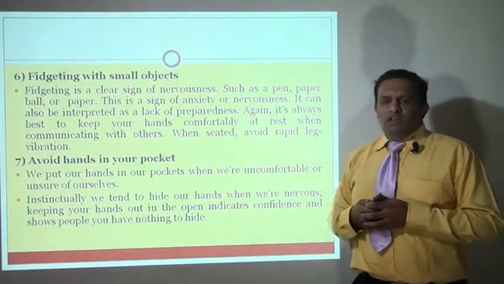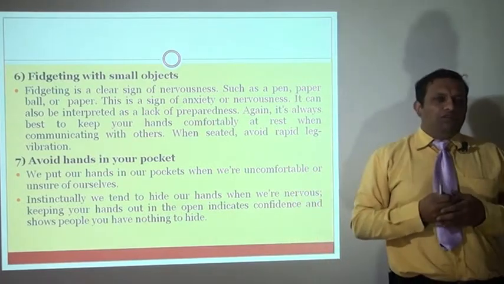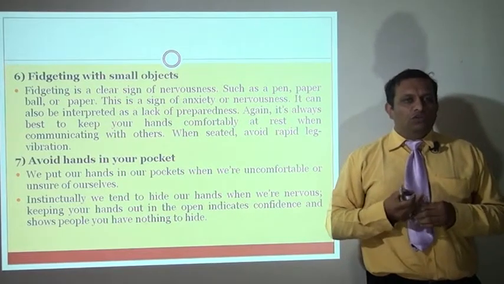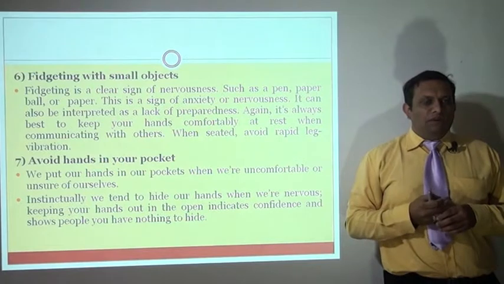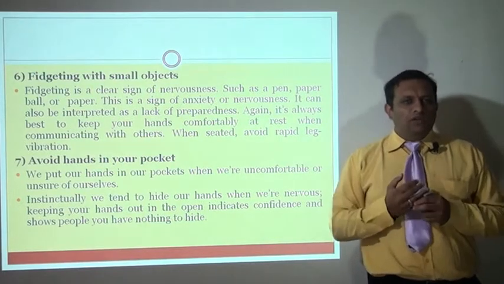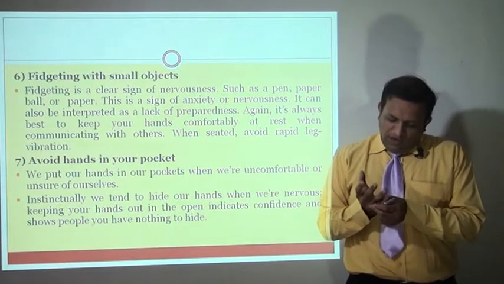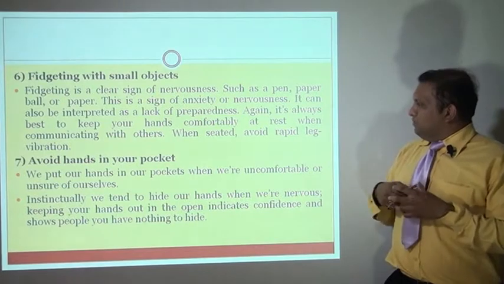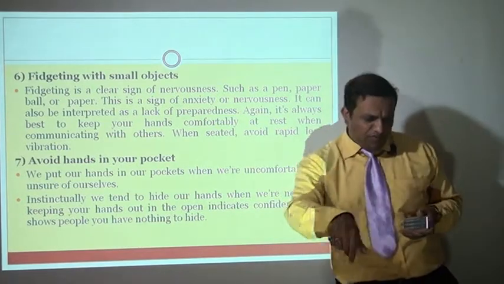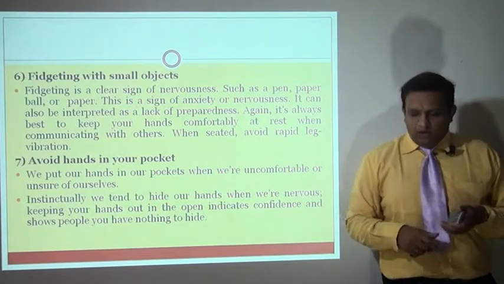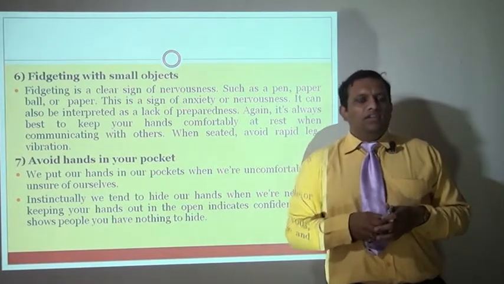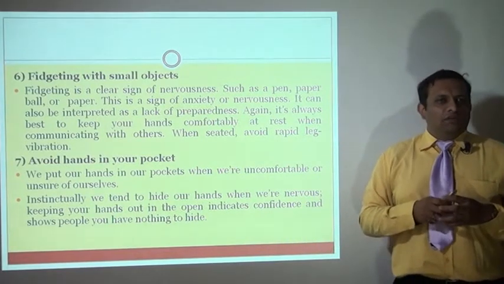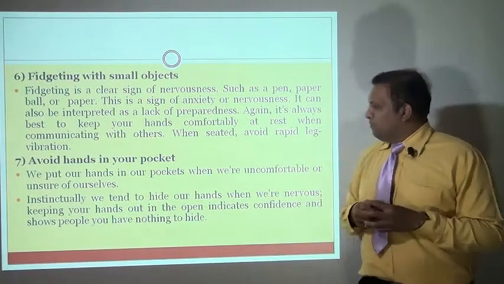Fidgeting with small objects. While going through body language, there is a very interesting portion where people convey their body language through objects. For example, some people have rings worn on their hands. They have a habit of looking at their rings again and again, or looking at their watch, or playing with other objects, like making a paper ball or playing with their keys. These are signs that the other person is taking your conversation very casually.